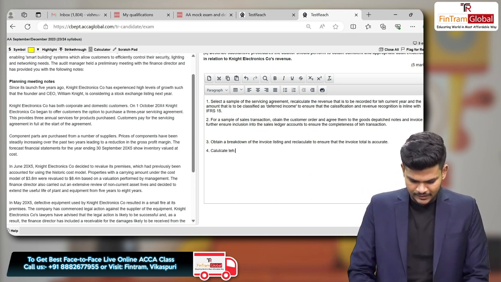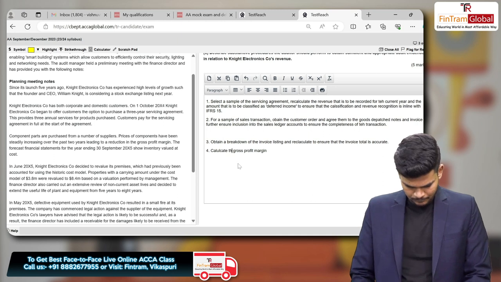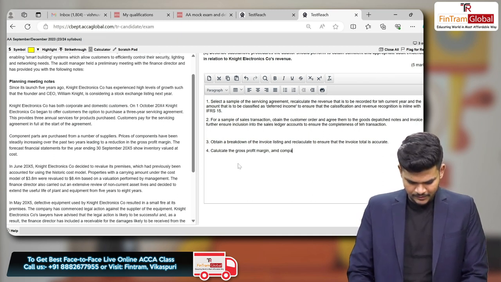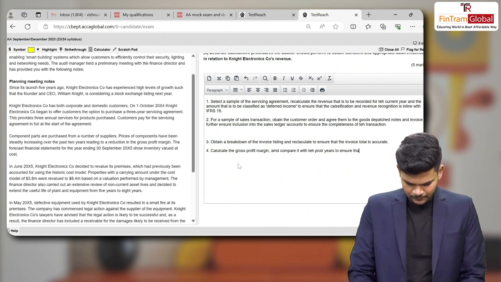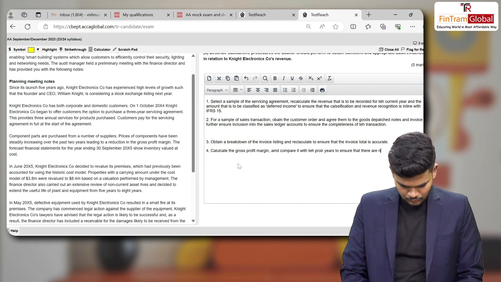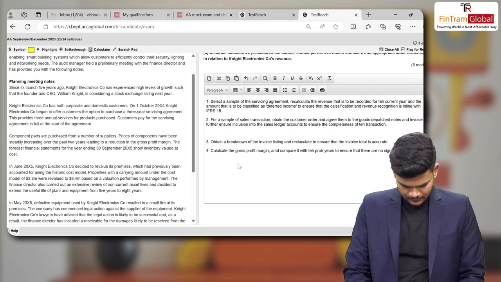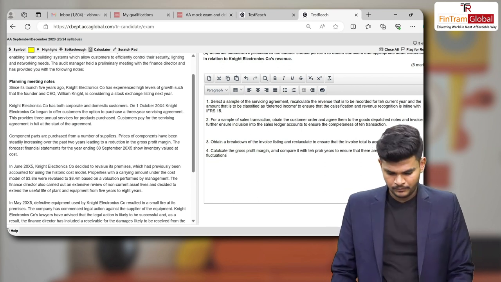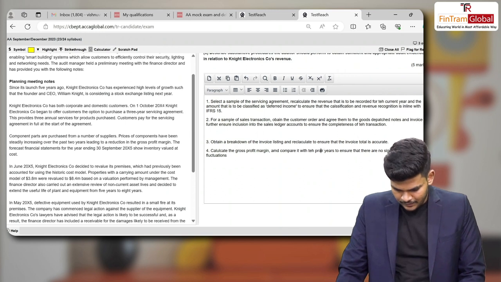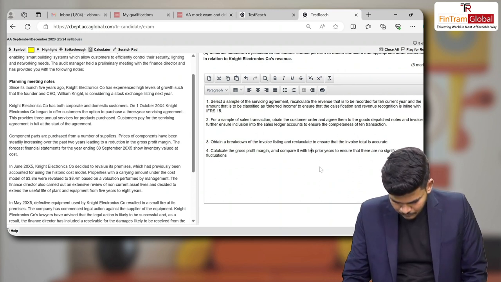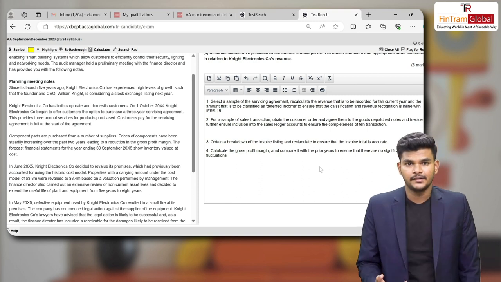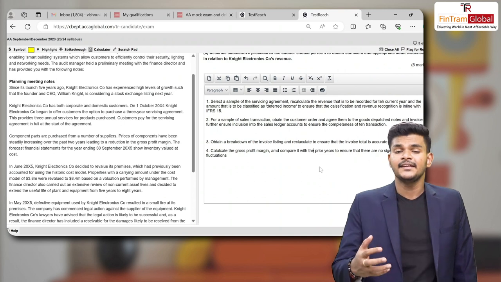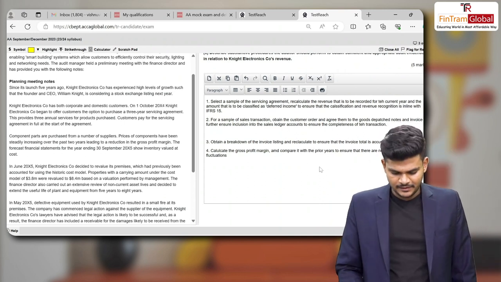Well, we can calculate the gross profit margin, right? And compare it with the prior year to ensure that there are no significant fluctuations, right? Or you can also write that you can compare the total revenue figure with the prior year, again, to identify whether there is any significant fluctuation and investigate into it, right? That's basically something that you can write.